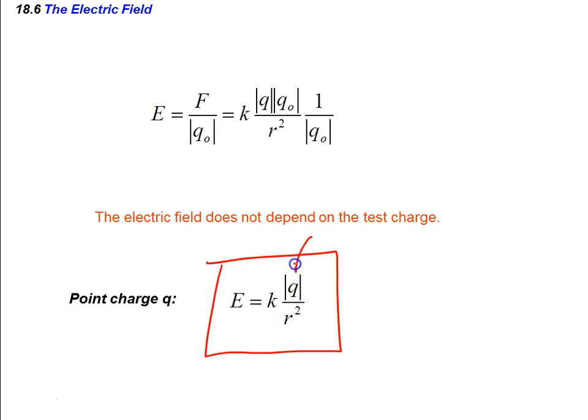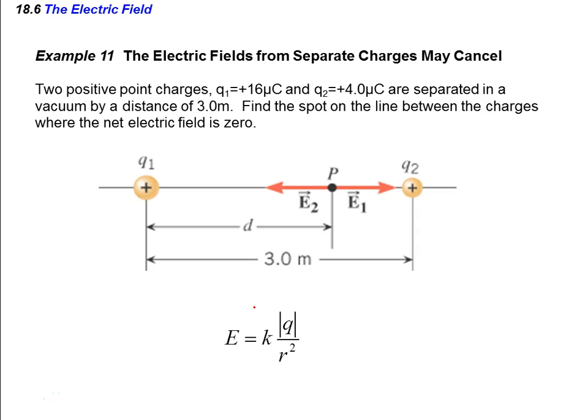Now we have to understand, what is this Q? This is the charge of our source. So that's the charge of the source creating the electric field, not the charge of the test charge that we're putting in. So this is a way that we can quantify the strength of the electric field outside of some charged particle or outside of some collection of charge.